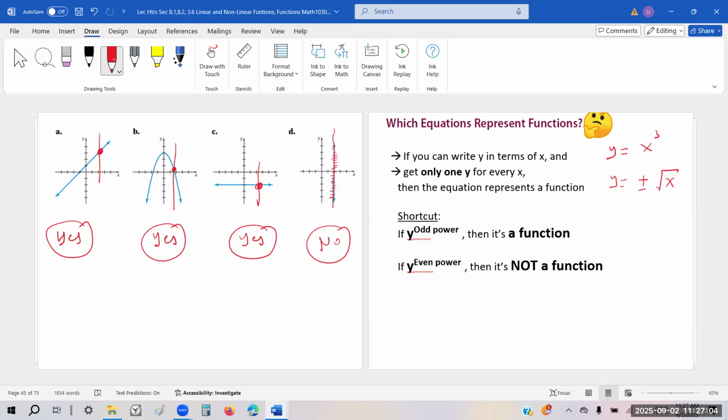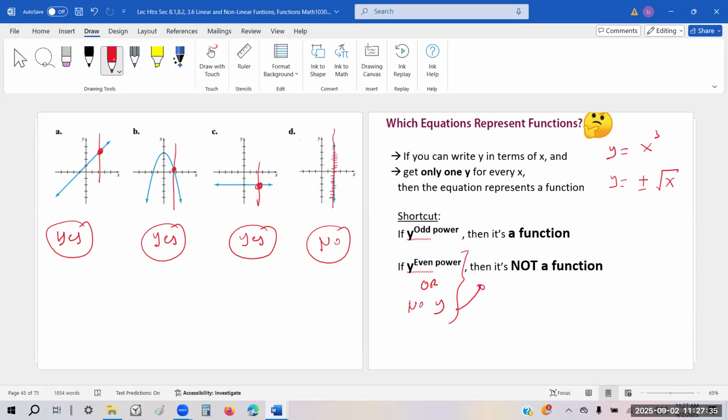Y doesn't follow this one. So don't do anything in the equation. In the original equation, if you have a y with the odd power, it's a function. But if you have an even power, or there is no y, two scenarios. When y has an even power, it's not a function. Or if you don't see a y, it's not a function.